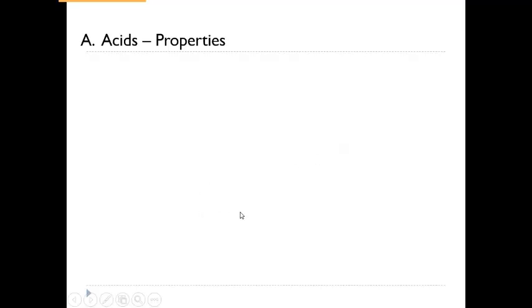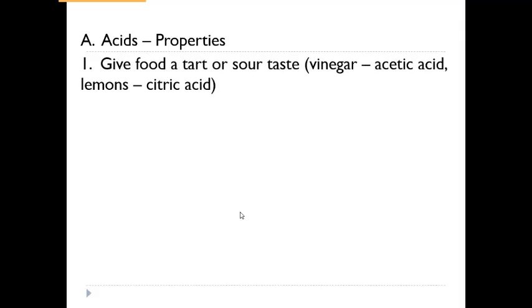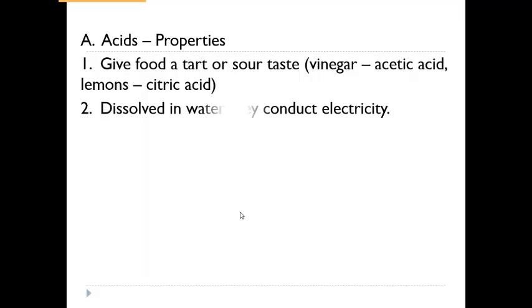So we're just going to take a look at acids and bases in general, and take a look at the two main ideas that we're going to use with acids and bases. If you do any more advanced chemistry, you'll learn more. So first of all, acids are what give food a tart or sour taste, like vinegar is acetic acid, lemons have citric acid in them.